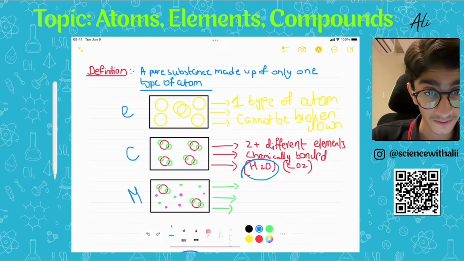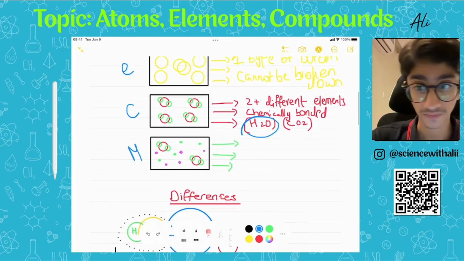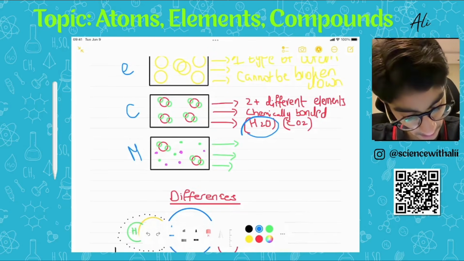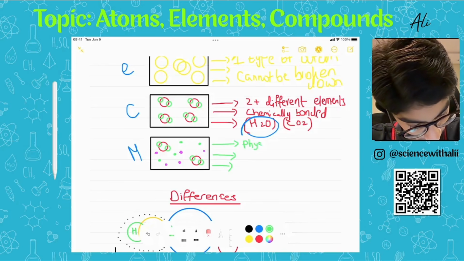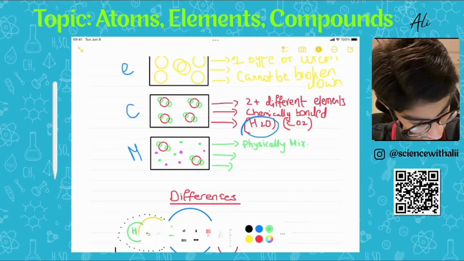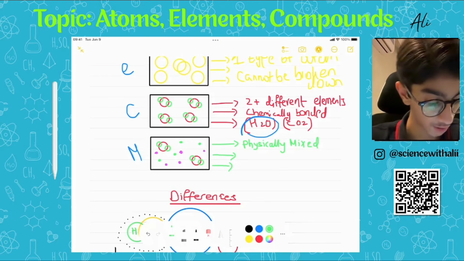So this is a very important factor. Mixtures are combinations of two or more substances. Let's write this down. They are physically mixed and they are not chemically bonded.